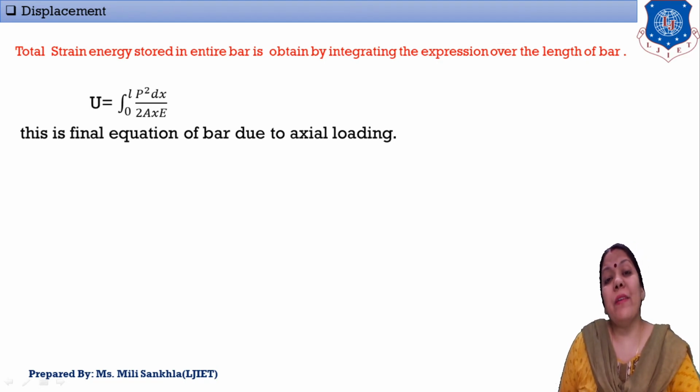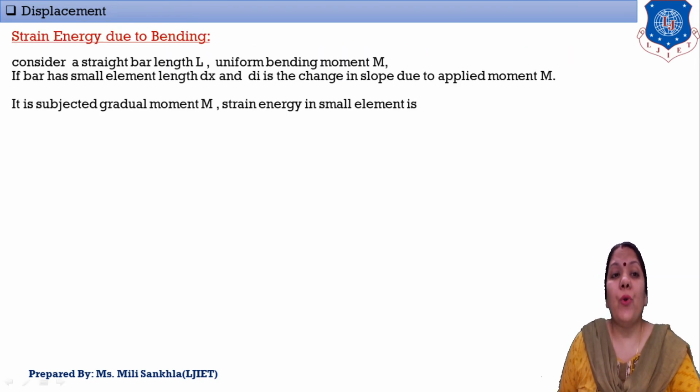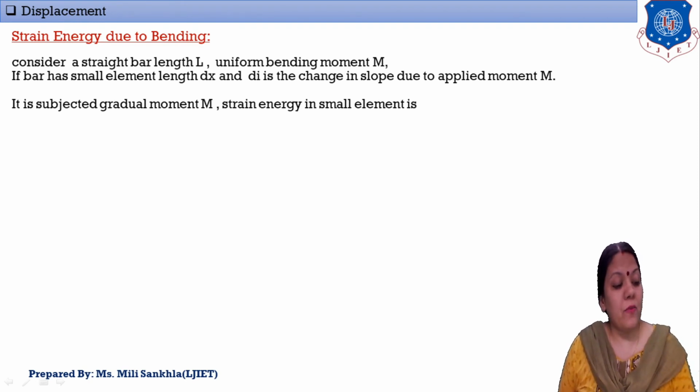Now next, we derive strain energy due to bending. If our given bar is subjected to bending, what is the equation of strain energy? Again here we assume a straight bar, and the length of this bar is equal to L, and here the bar is bent and this bending is due to bending moment M. The length of this small element is equal to dx, then dθ. Here the new term is dθ, and this dθ is the change in slope due to applied moment M. This we already studied.